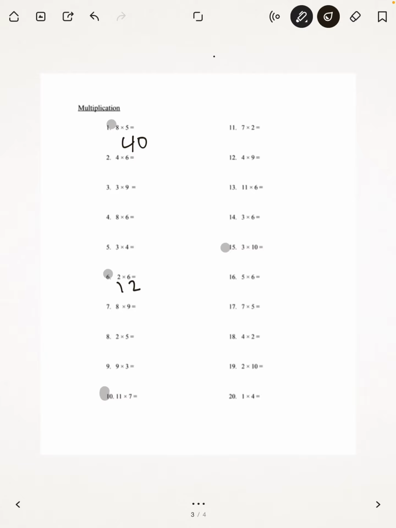Okay, 11 times 7. When you multiply 11 by a single digit like 7, it's just going to be that single digit twice. For example, 11 times 7, because you're basically multiplying 7 times 1 and 7 times 1 again. So you just bring down 7, 7. So it's 77. 3 times 10 basically means 10 plus 10 plus 10, or you could do 3 plus 3 plus 3, 10 times, and if you do that, you get 30.